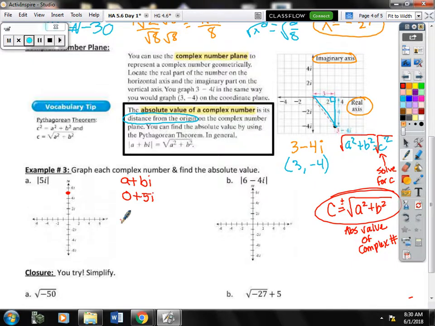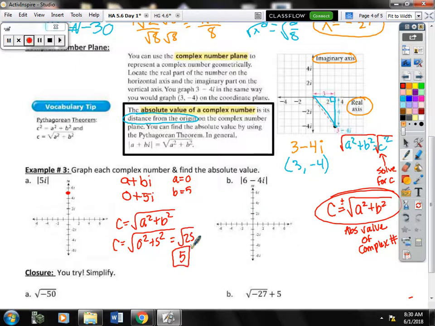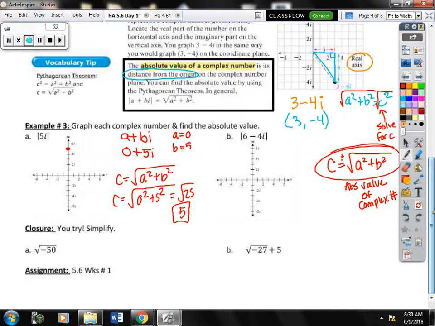But just to show you, if you were to use the formula, just so you have it in your notes, we would, of course, plug in that a is 0 and that b is 5. And you will get 5 back. But if the point is just on either one of the axes, the real or the imaginary, you could just count the number of spaces. But in case it's not, you'll want to use your formula or Pythagorean theorem if you prefer. They asked us to graph and find the absolute value. So the graphing is this, the absolute value is.